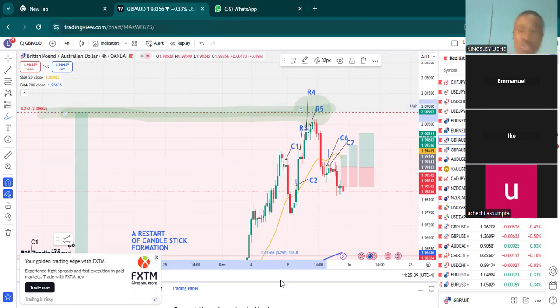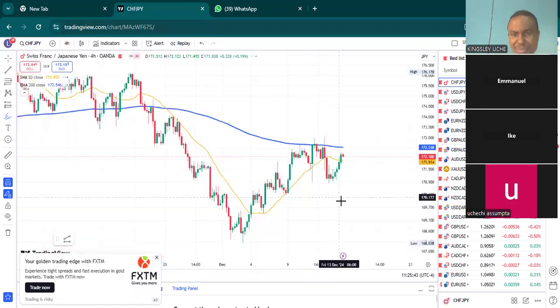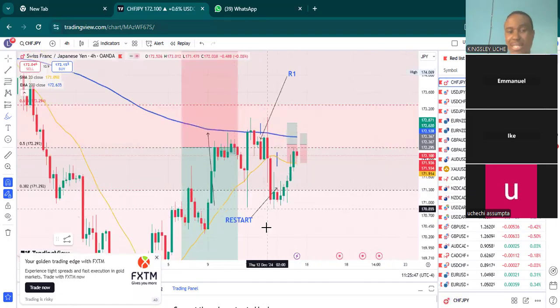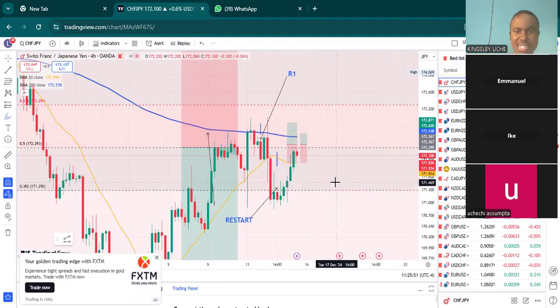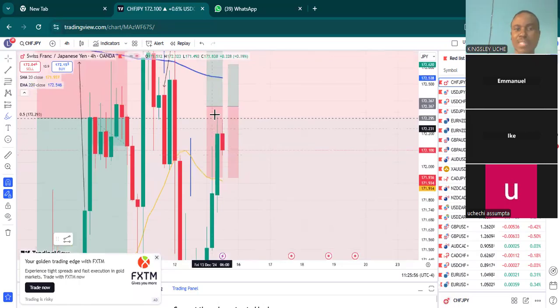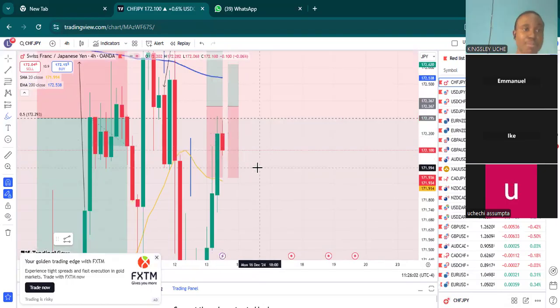Okay, so the pairs which we'll still be looking at for this week, we have the CHF-JPY. CHF-JPY is still playing around. We had a restart at this level, which we believe we are going to be seeing. Okay, great. Oh, fantastic. CHF-JPY is already giving us a candlestick formation. We can see a wick and a bearish body here. So CHF-JPY is one in line, I'm sure, for this week's entry.